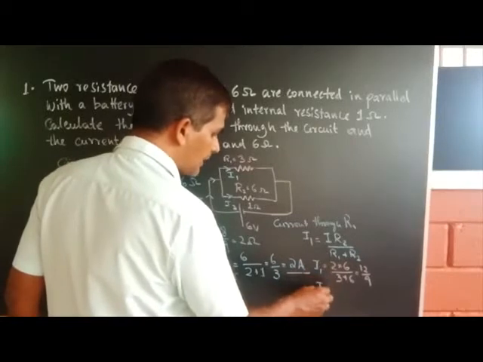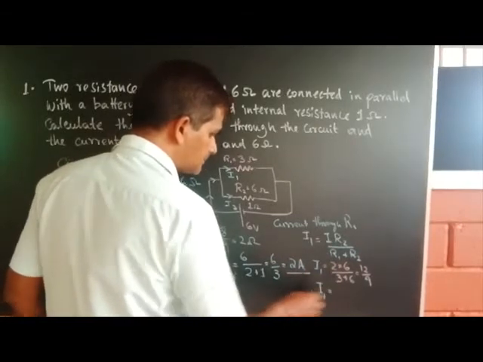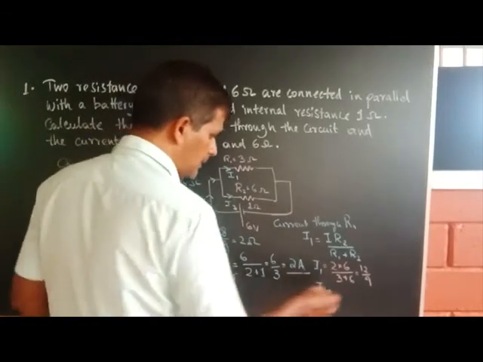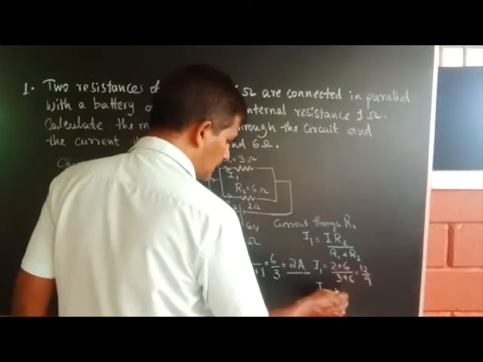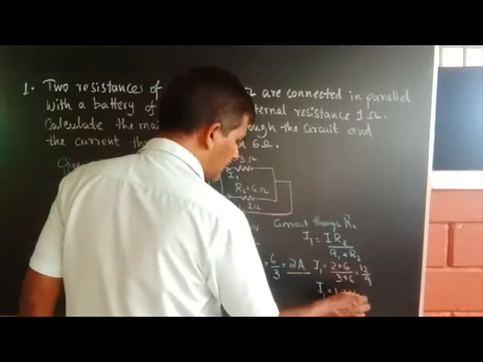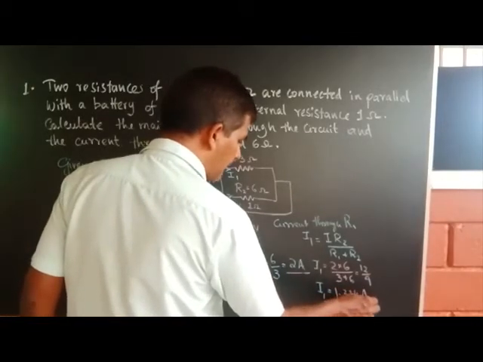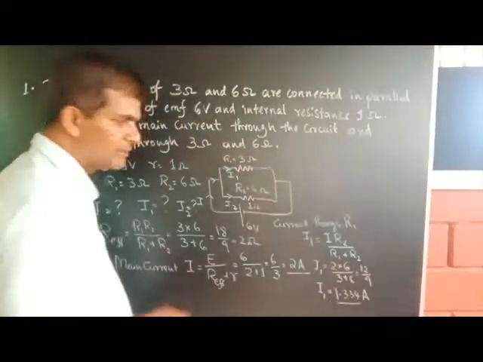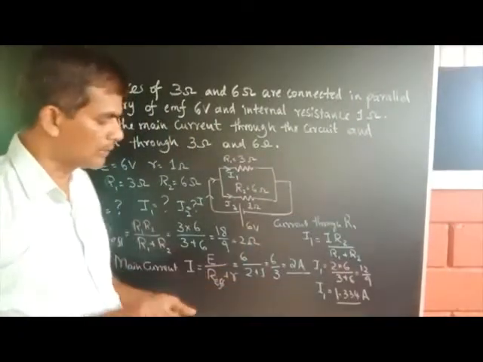If we simplify in the calculator, we will get 1.333 something. I can write 1.334 ampere. This is the current through this resistance R1.